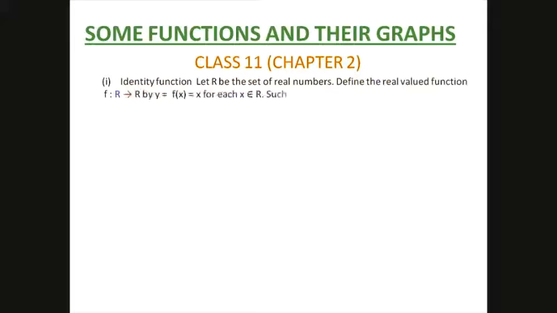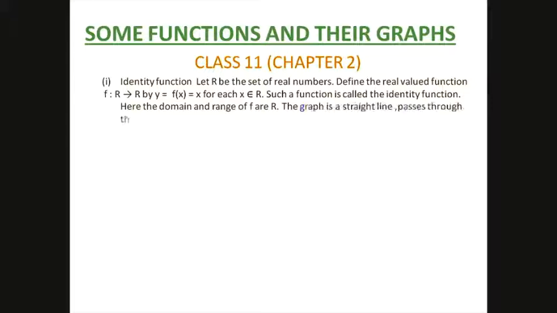Let R be the set of all real numbers. Define the real valued function f from R to R by y = f(x) = x. f(x) = x means whatever we insert into the function, the output will remain the same. For f(1) it is 1, f(2) it is 2, f(3) it is 3, and so on. For all real values of x, such a function is called the identity function. Here, the domain and range of f is R.